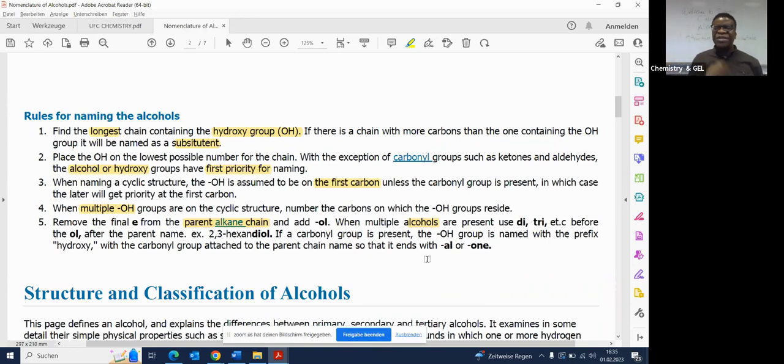Just remember what we discussed last time. For instance, we had halogens and alkanes. If there was one chlorine, we just said the position, chloro, maybe butane. If there are two chlorines, we said 1,2-dichloro, and so on. If there were three, we said trichloro. So it's the same formula, the same nomenclature system. So use di, tri, etc. before the O, after the parent name.